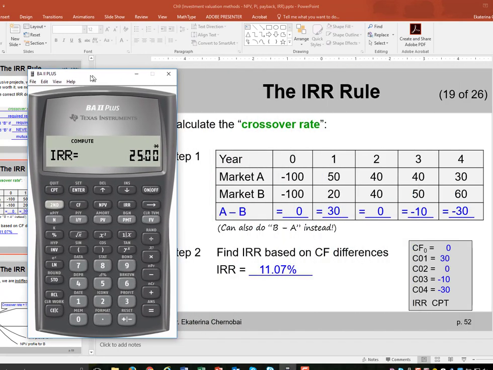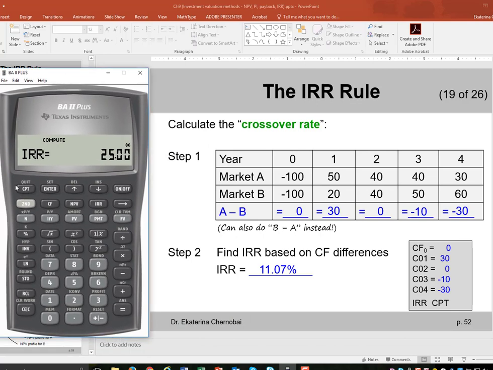Okay, so what do we have? Let's start by clearing the calculator. Second, plus minus, enter. Off and back on. Cash flow key. Cash flow 0 is 0 from our calculations. So I press enter to save that number and the down arrow key. Cash flow 01. The difference in the cash flows between projects A and B is 30. I press 30, enter, down, and down again.